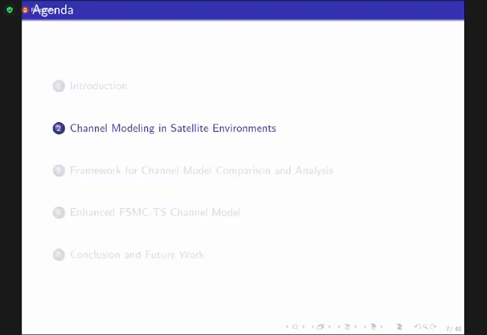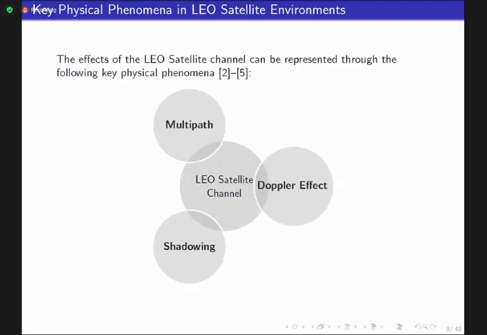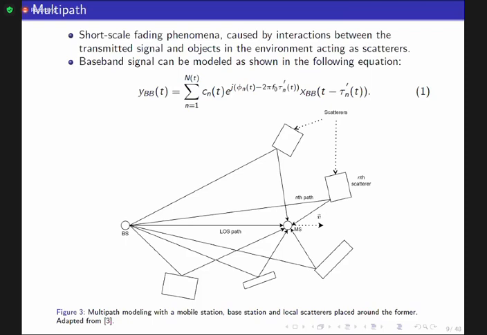So how do we begin studying this topic? Like I said, there are many models in the literature. First, we're going to cover the basics of channel modeling in this environment, and then we will review the different models that are available. We have identified three main physical effects that cause degradation and should be addressed as part of channel modeling: multipath, the Doppler effect, and shadowing. We will cover each phenomenon in more detail.